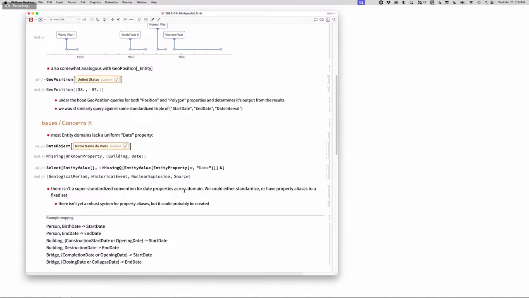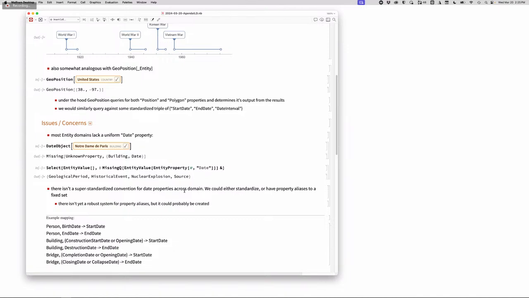There are various hitches, such as we only have four domains that actually have a date property. There are many domains that have properties which are dates, but the naming conventions are not the most consistent, and there are potential questions about where we would want to align them. So the analogy I have with geoposition is that if you take a geoposition of an entity, behind the scenes, it checks both for a position property and a polygon property, and then depending on what comes back, does something intelligent. So for date object or visualization functions, we could basically do the same thing.